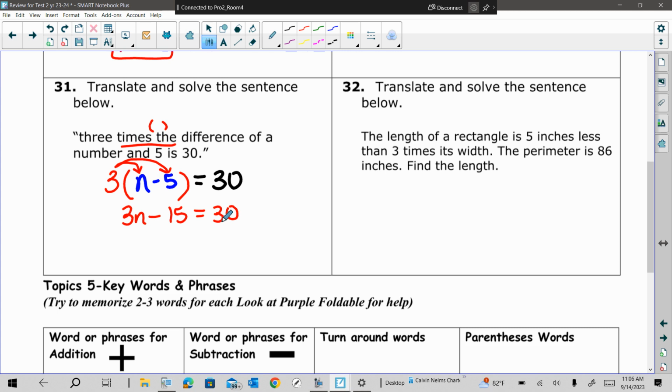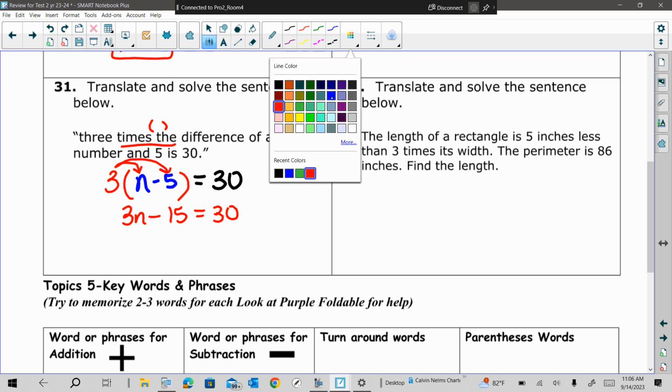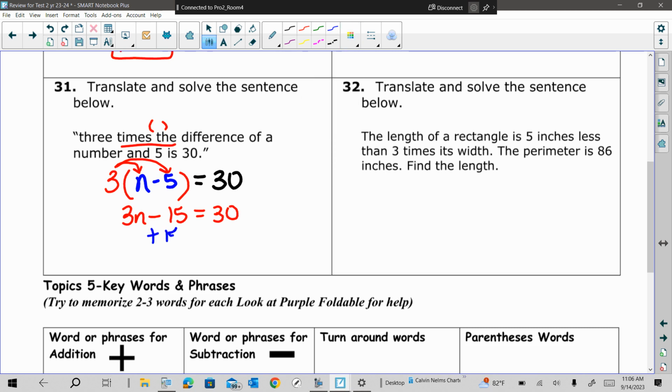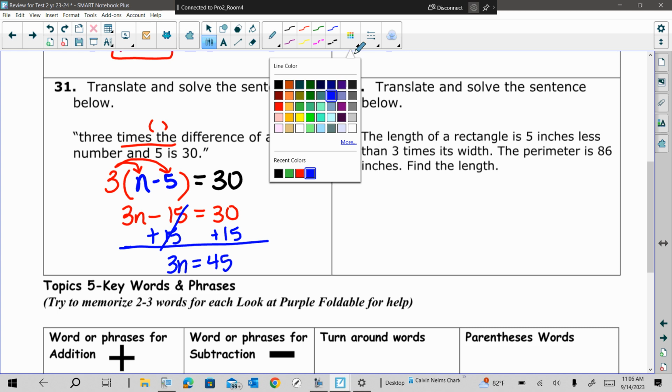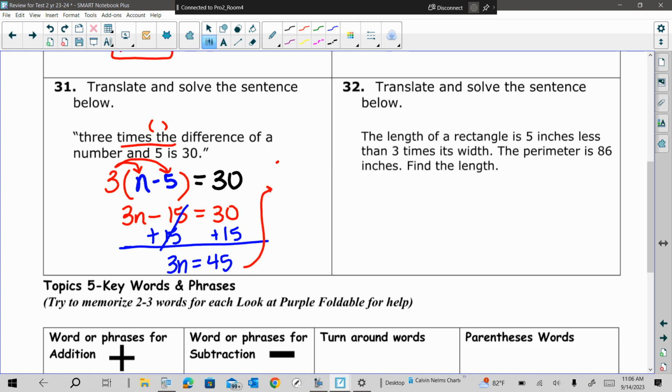So now we're going to undo the constant. So what is our first step here? Plus 15, good. Plus 15. Draw my line to show the next step. When I cancel out that constant, 3n equals 45, right? Okay, then you divide it by 3. My 3n equals 45. I have to divide it by 3. So n equals 15.